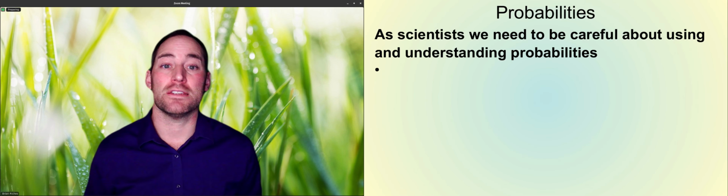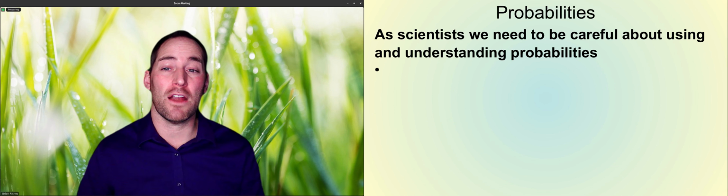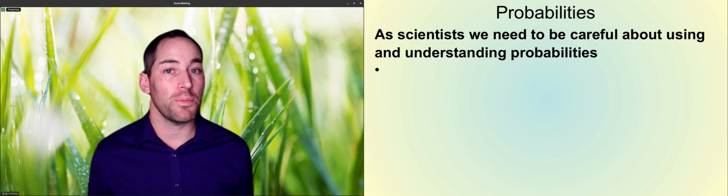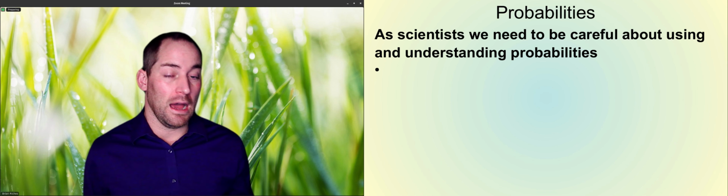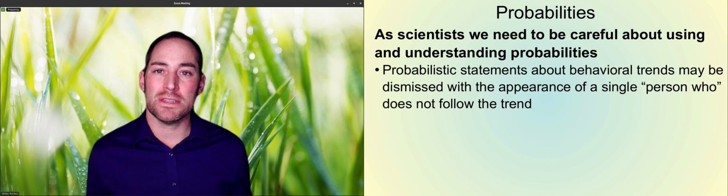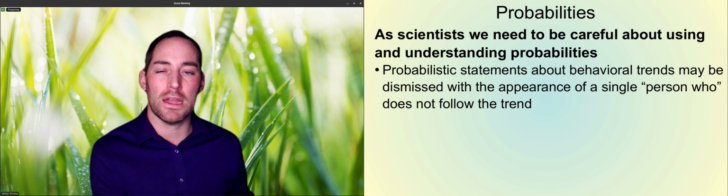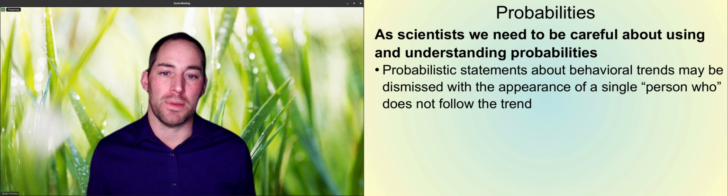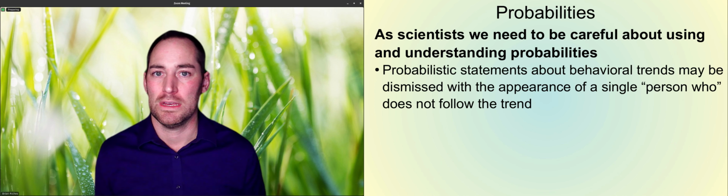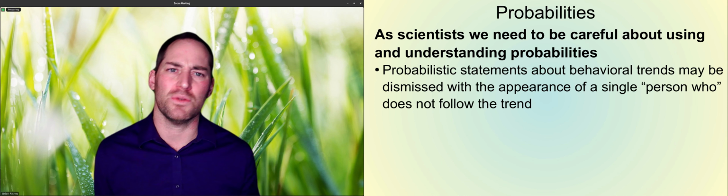With this being said, as scientists, we do need to be careful about how we use and understand probabilities. We need to be sure that we're interpreting them accurately and using them accurately as well. So probabilistic statements about behavioral trends, like most people tend to behave this way in this kind of situations, can be dismissed by people. And that single person who doesn't follow the trend might let people discount it. Say, oh, well, I had an uncle who didn't get lung cancer.